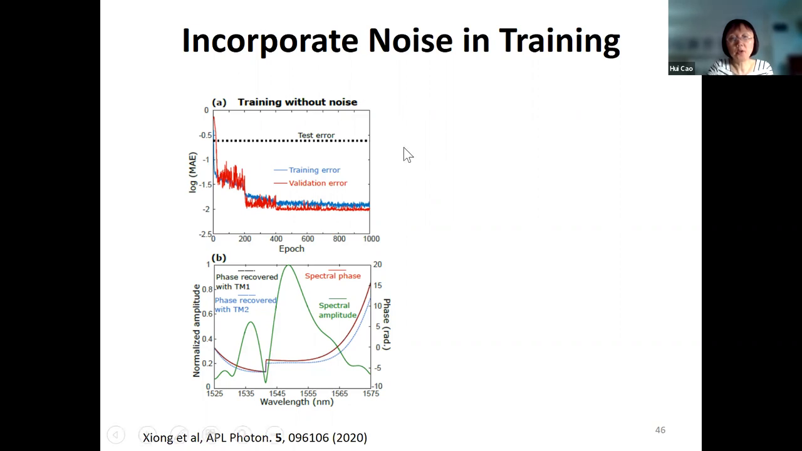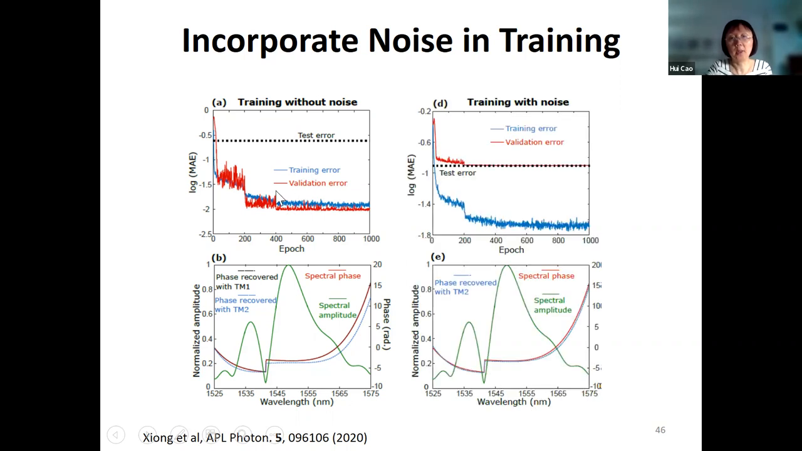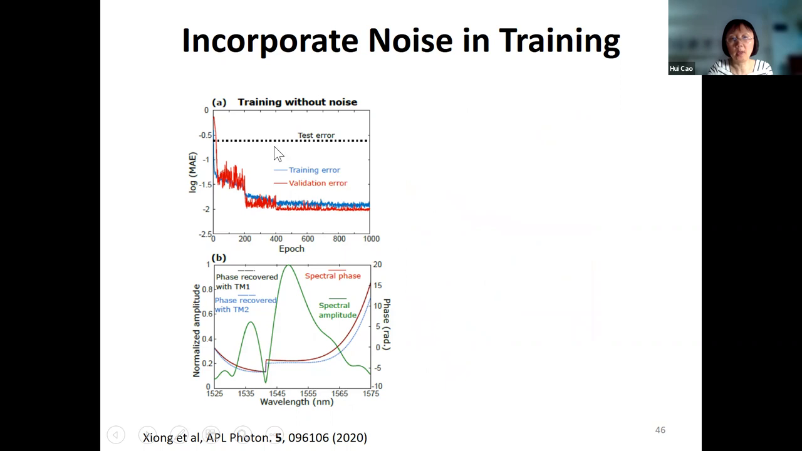If we don't introduce noise into the training, we see the error in blue for training, and we do validation, and they have similar errors, right? But if we put noise into additional test data, you see the error is very large.